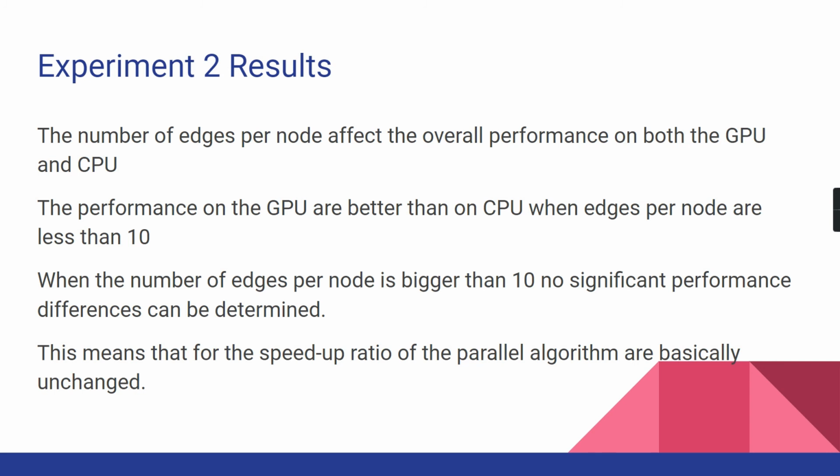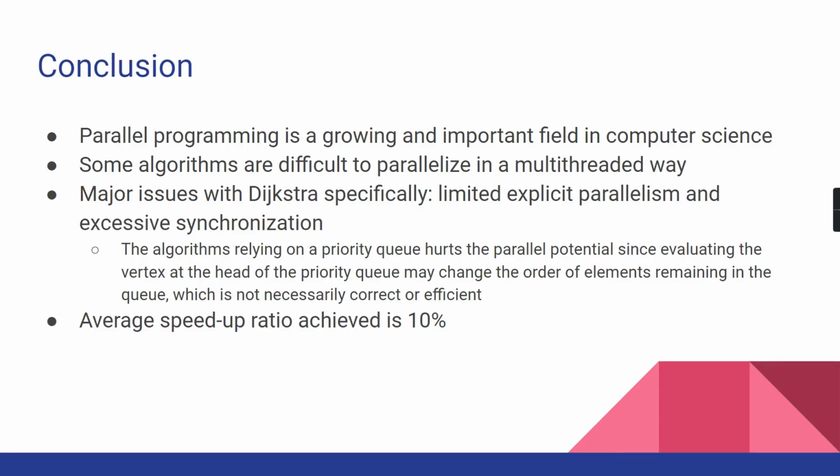When the number of edges per node becomes more than 10, there are no significant performance differences that can be determined. This is probably due to limitations with the GPU and the CPU. These numbers could change, say, if you had a more powerful CPU and GPU. This means that the speedup ratio of the parallel algorithm is basically unchanged between the performance of the CPU and the GPU. So moving on to the conclusion.